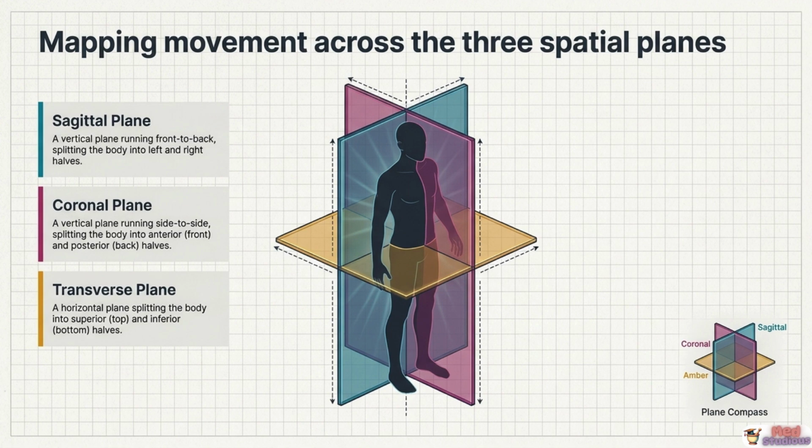The third is the transverse plane, a horizontal plane that divides the body into upper and lower halves. Rotational twisting movements happen here. Think of these three planes as a 3D coordinate grid overlaid on the body. Every movement you will ever describe in anatomy belongs to one of these planes, and knowing which instantly tells you the direction and nature of that movement.